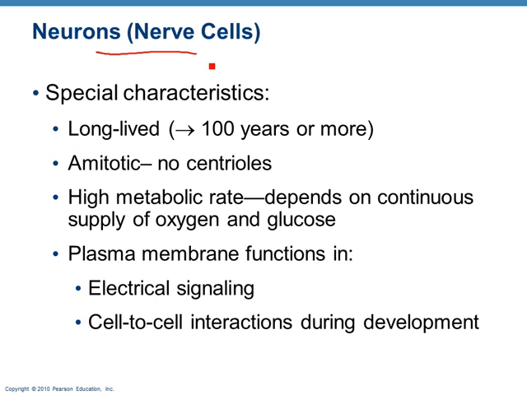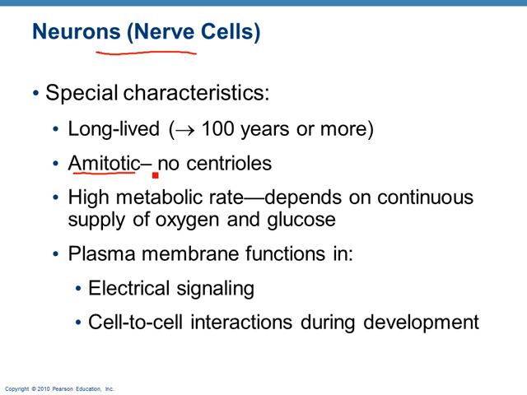So they're not really mitotic. They're amitotic. They don't divide. They don't reproduce. They don't replace themselves like every other cell in our body. Our muscle cells are constantly growing and dividing and repairing themselves. Nerve cells, once you've got them, live a long, long time.